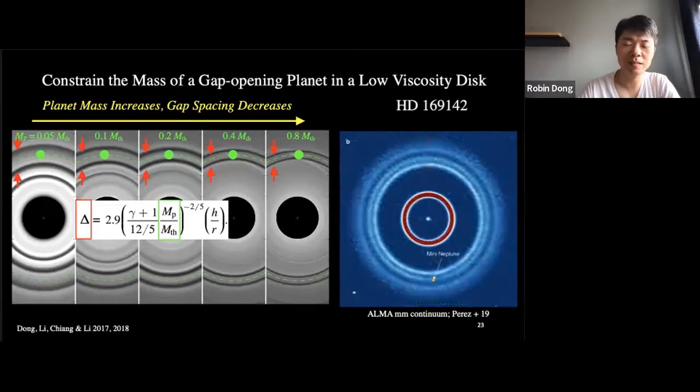And here is a synthetic observation of a real simulation. If we put this mini Neptune in the disk model, it can indeed drive structures and produce a triple ring double gap structure.